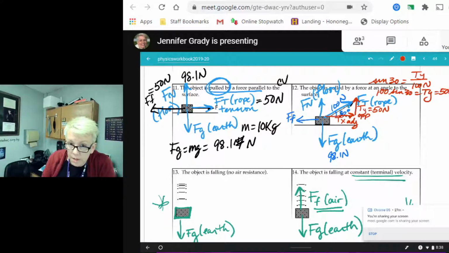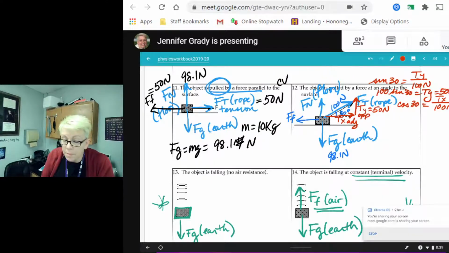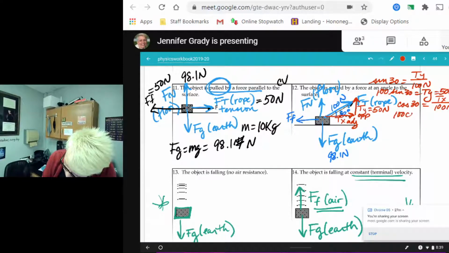I'm going to do the same thing to figure out Tx, except I'm not going to use sine, I'm going to use cosine because it is an adjacent side. So cosine of 30 equals Tx over 100 newtons. Multiply both sides by 100 to get it out of the bottom of my fraction. 100 cosine of 30 equals Tx. Cosine of 30 is about 0.866, so this will give me 87 newtons for Tx. Okay, so this is 87 newtons.